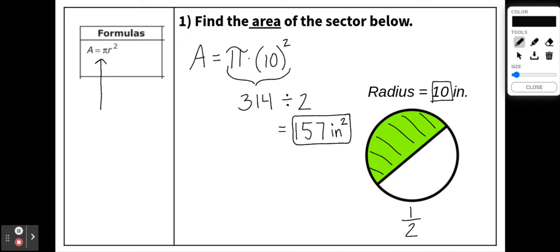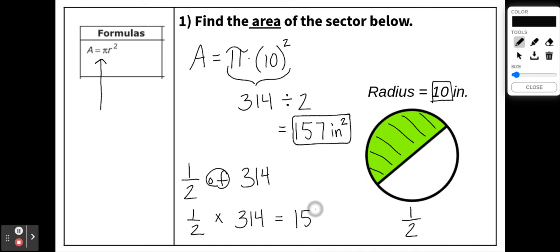Now, this is one way of doing this. The other way is noticing that this is half of a circle, and so I could figure out what is half of the area of the entire circle. What is half of 314? And so that would be simply 1/2, and I know that of means multiply, so I could take 1/2 times 314 on my calculator using the fraction button, and that's also going to give me 157 square inches. So 2 different ways to do this. I could find the entire area and divide by 2 because it's broken into 2 parts, or I could find half of the entire area of the circle. Let's try another one.